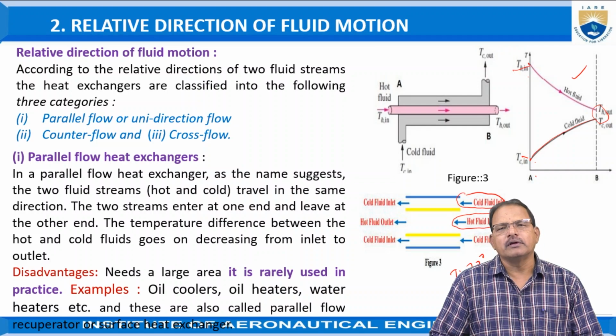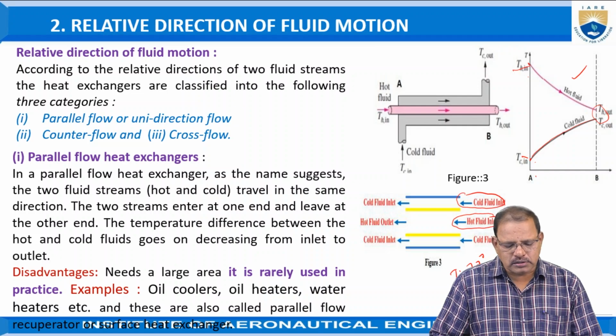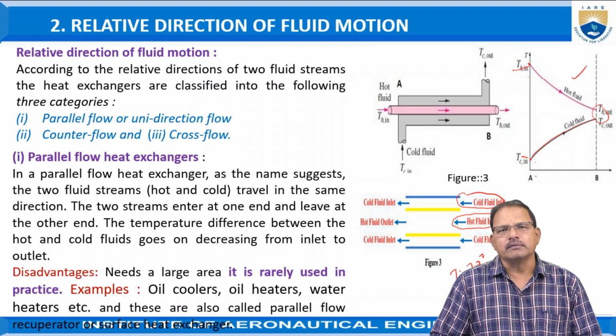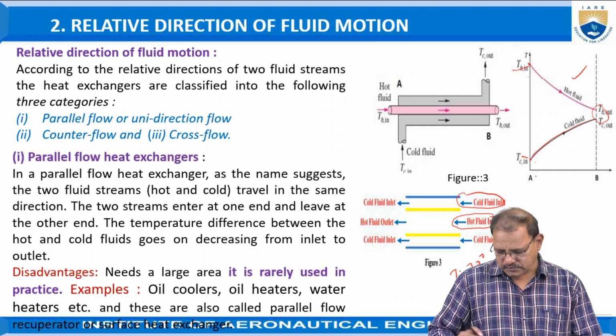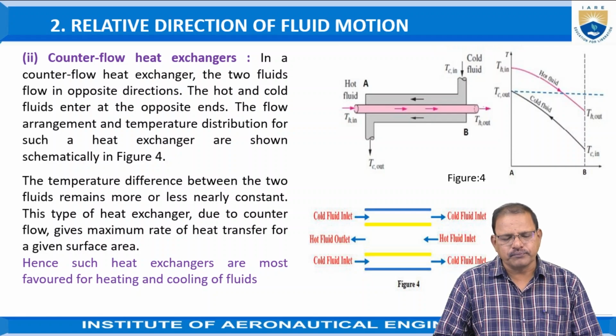The disadvantage of parallel flow exchangers is that they need a large area and are generally not used in practice. Examples for parallel flow exchangers are oil coolers, oil heaters, water heaters, and these are also called parallel flow recuperators or surface heat exchangers. Now, counter flow heat exchangers. The name itself represents the cold fluid as well as the hot fluid.